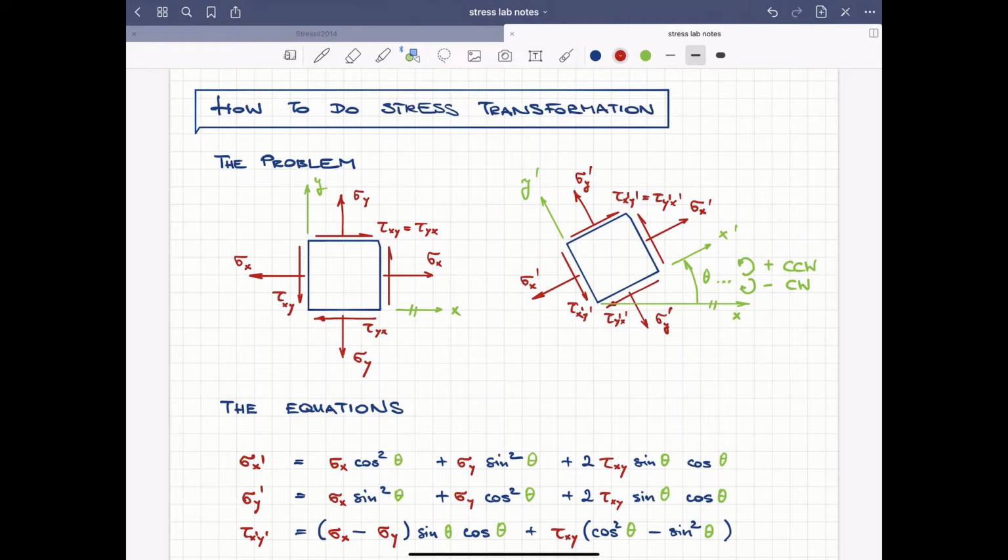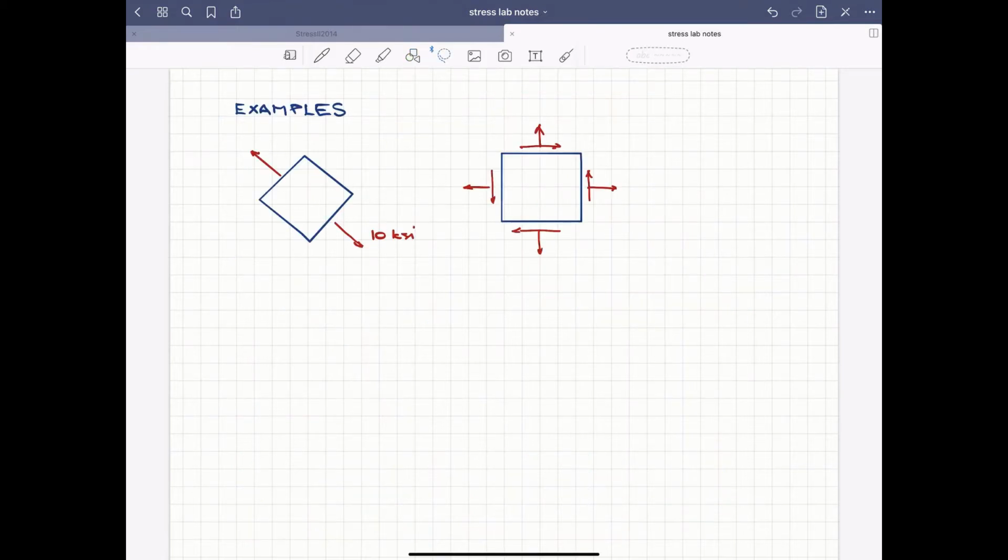The relationship between the stress components in the rotated configuration and in the original configuration are simply described by the equation shown here at the bottom. So you see, all we need is basically the state sigma x, sigma y, and tau xy in the original state, and the rotation angle between the two coordinate systems. If we have that, then it's a straightforward equation just to plug in. Let's explore the equations on a simple example.